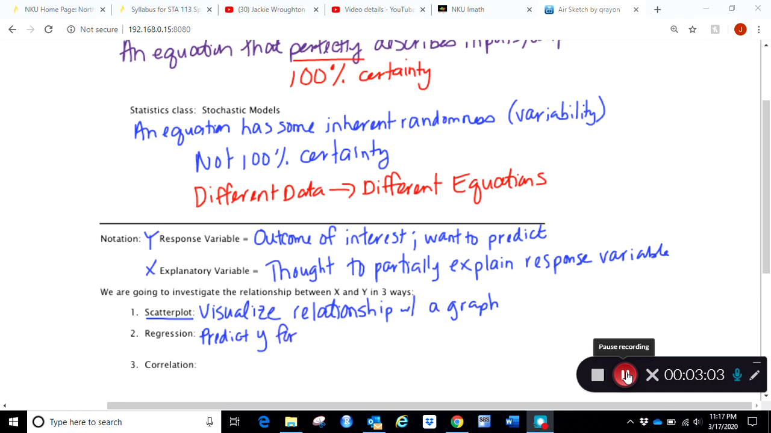Then we'll move on to regression, whose ultimate goal is to actually predict y for a given x. So for example, if I have 15 customers come in the next hour, what kind of sales do I expect to have? We can do that through what's called a regression. And then finally, we're going to talk about correlation, which is going to measure the strength and direction of a linear relationship. So there may be a relationship, but how strong is that relationship?